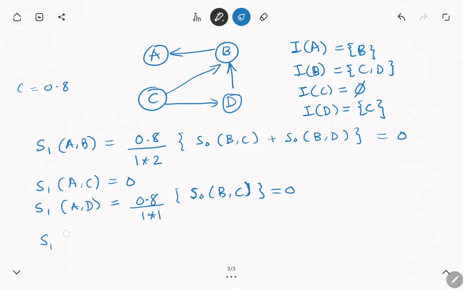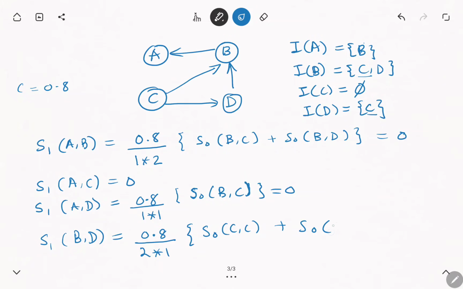Now the only non-zero value I think you will get is when you combine B with D, when you try the pair B comma D. So in this case it will be 0.8 upon 2 into 1. IB has cardinality 2, ID has cardinality 1. Now here you have C comma C combination because there is C over here and C over here as well, and then you have S0 D comma C, which is anyway going to be 0. So here the answer will be 0.8 divided by 2, which is 0.4.